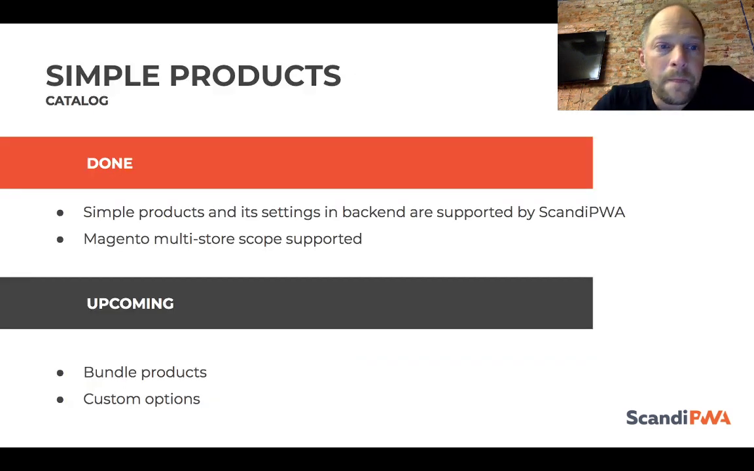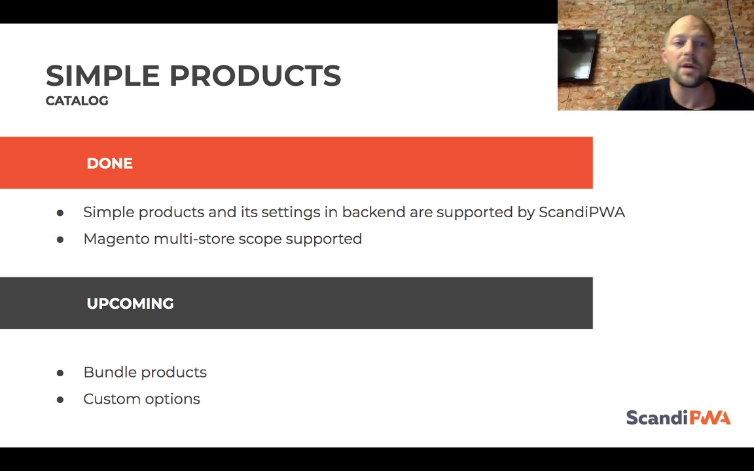Simple products are completely done, there are not many things to do. Title, scope, price. Magento multi-store again is supported for them. Upcoming are bundle products and custom options. We know that some agency partners are already working on these features, so we expect some contribution from them. I would say custom options is a pretty huge part. It can be calendar, it can be image, so it's pretty heavy. Magento did very heavy lifting back then, so it would take time to move them.